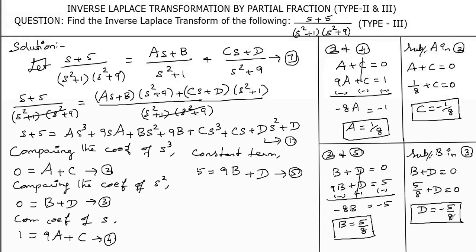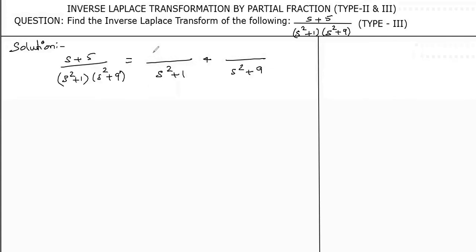Now whatever values you are finding, just apply them in the first equation. By applying it in the first equation, 1 over 8 times s plus 5 over 8 is your b value, over s square plus 1, plus c is minus 1 over 8 times s, and d is minus 5 over 8, over s square plus 9. From this step, we can split everything and apply Laplace inverse.